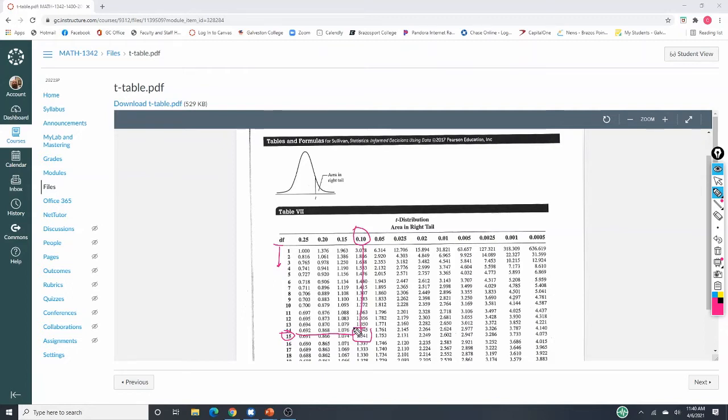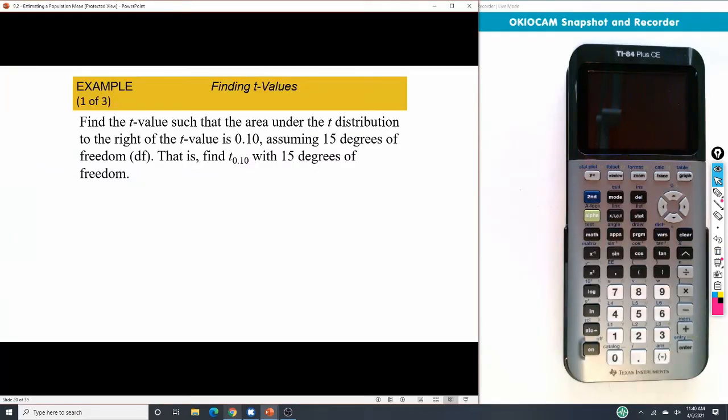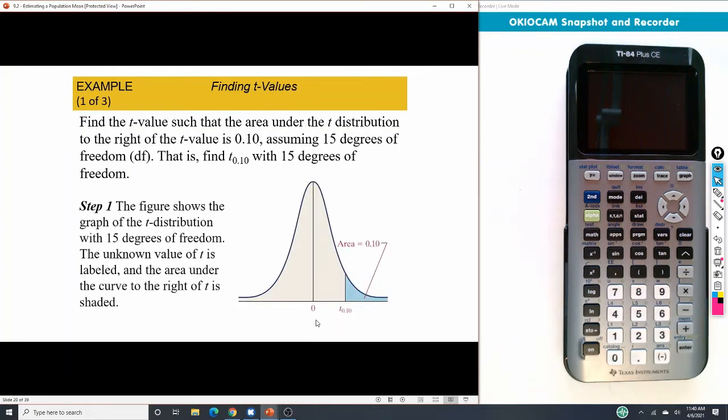Now, if we needed to the left, we would do 1 minus those things. Okay. But we're going to be doing area to the right for all of those. Okay. Let me clear that off. All right, so with 15 degrees of freedom. All right, so now we continue there.